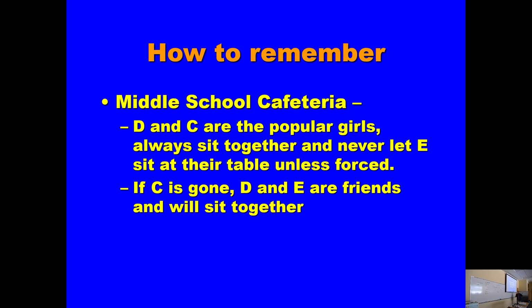Okay, this is the story I told you. D and C are the popular girls, always sit together, never let E sit with them at the table unless forced. If C's gone, D and E are friends enough and will sit together, but she's a secondary friend.